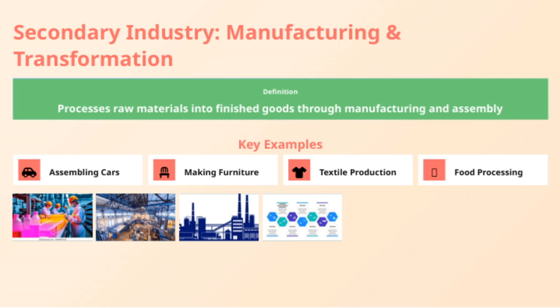All these activities share a common purpose. They process raw materials into finished goods through manufacturing and assembly. This is what we refer to as the secondary industry. It's all about transforming raw resources into products we use every day.